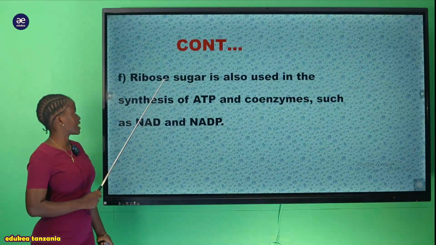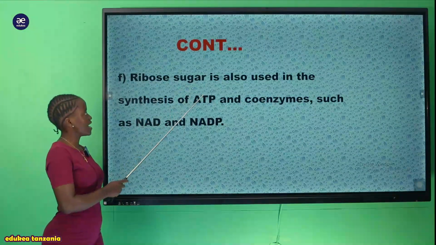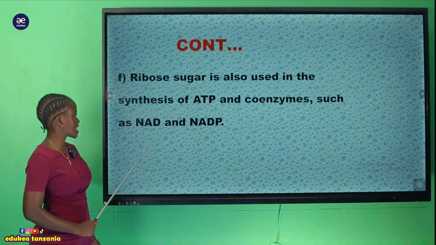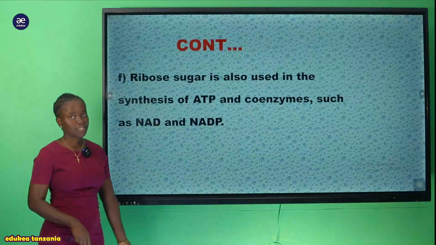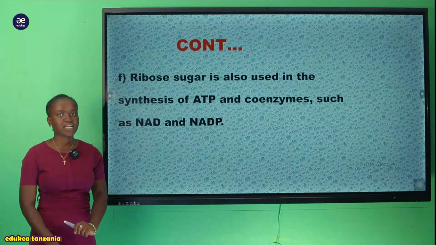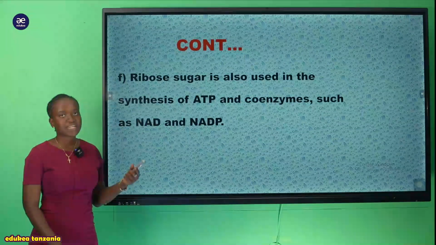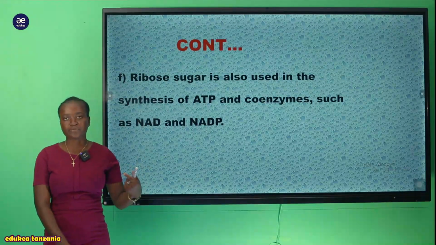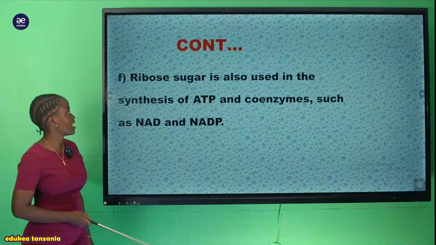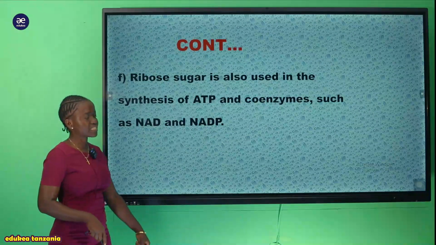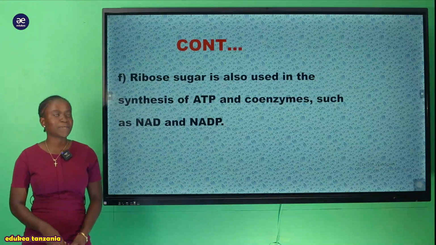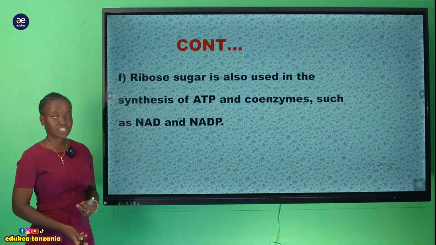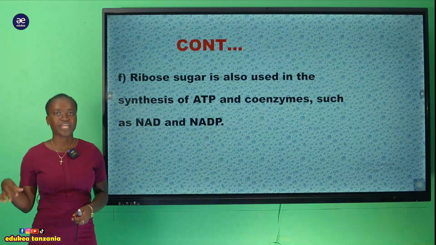Another function, we can simply say that ribose sugar is also used in synthesis of ATP and coenzymes such as NAD and NADP. Kwa maana kwamba pia hizi ribose sugar zinasaidia sana kwenda kutengeneza the components that can be used in the respiration process. And here that is the ATP, inatumika sana kwenda kutengeneza ATP pamoja na coenzymes. Hizi coenzyme tutaenda kusoma tukifika kwenye respiration.